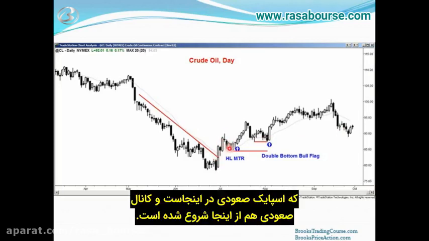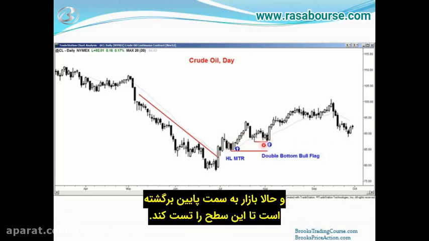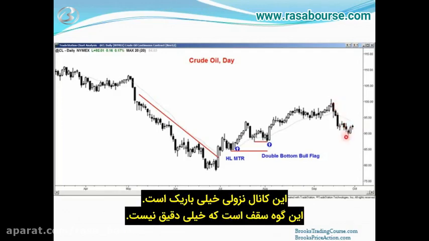So here's the spike, channel begun here, maybe again here, and the market's testing down to this area. I think we're probably going to go more sideways in here. I would not be buying a bear signal bar. Channel down is too tight.